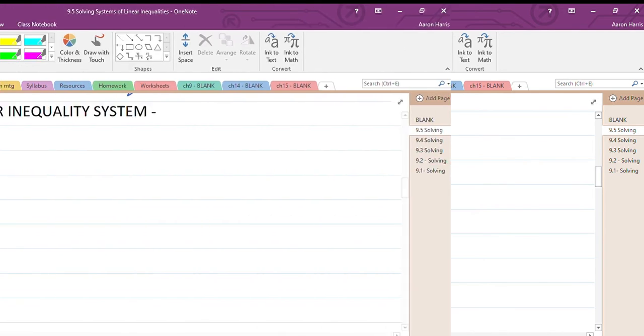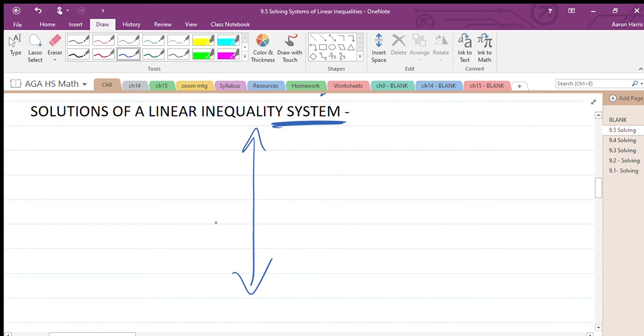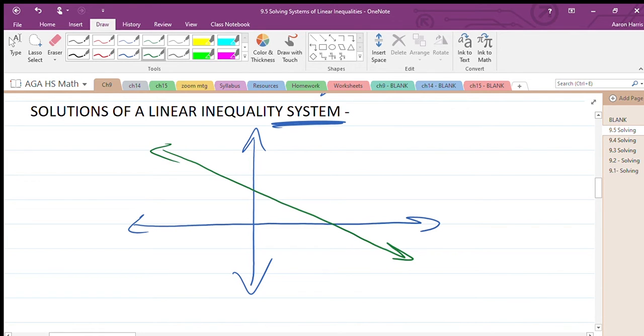Okay? Solutions of a linear inequality. Well, remember, it's a system. So how many lines do we have? We just went through shading. So let's say that we have a graph, and with that graph, we have two different lines. One line, and you should be able to tell these attributes.